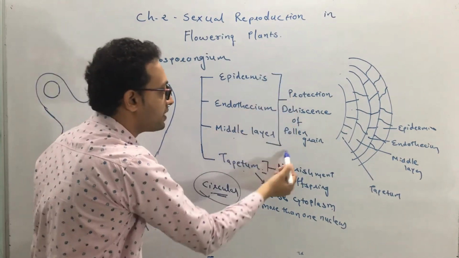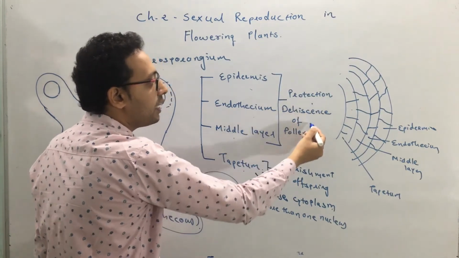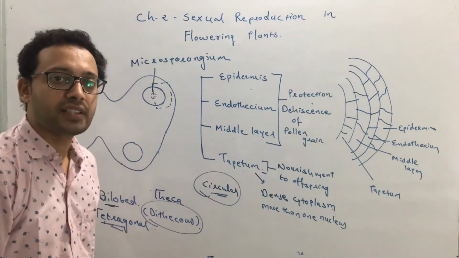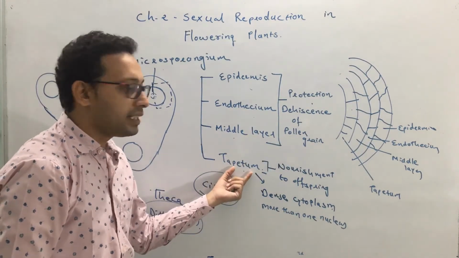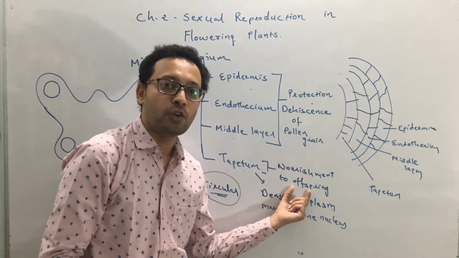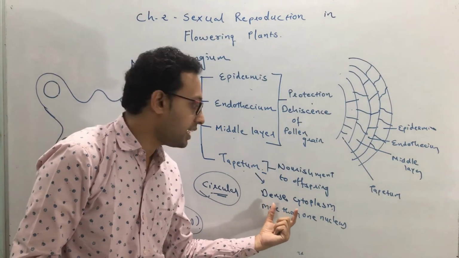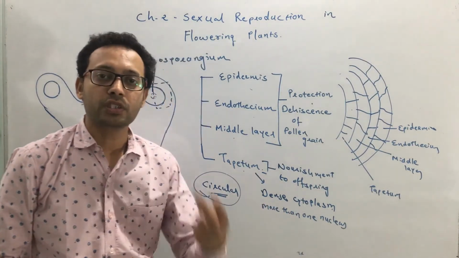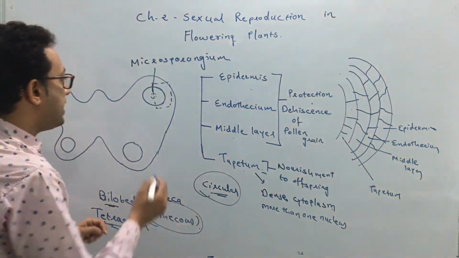Okay, the function of the first three layers, epidermis, endothecium, and the middle layer, is protection, and they help in dehiscence of the anther, meaning release of pollen grains. The fourth one is the tapetum. Its function is to provide nourishment or nutrition to the developing pollen grains. The cells of the tapetum have a dense cytoplasm and more than one nucleus. Usually two nuclei are present. Clear?